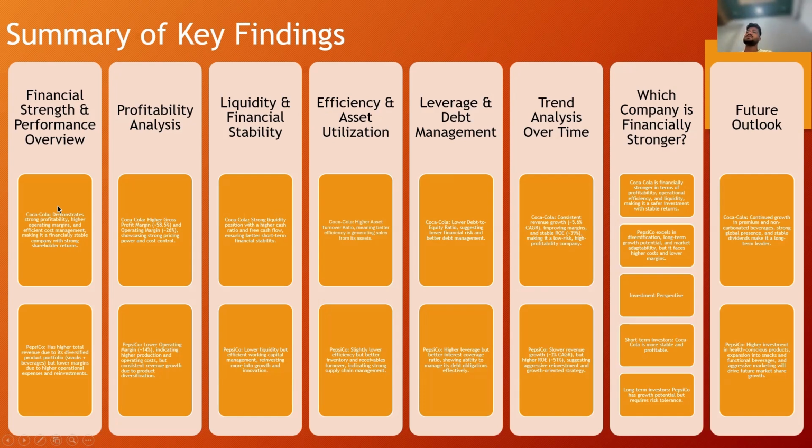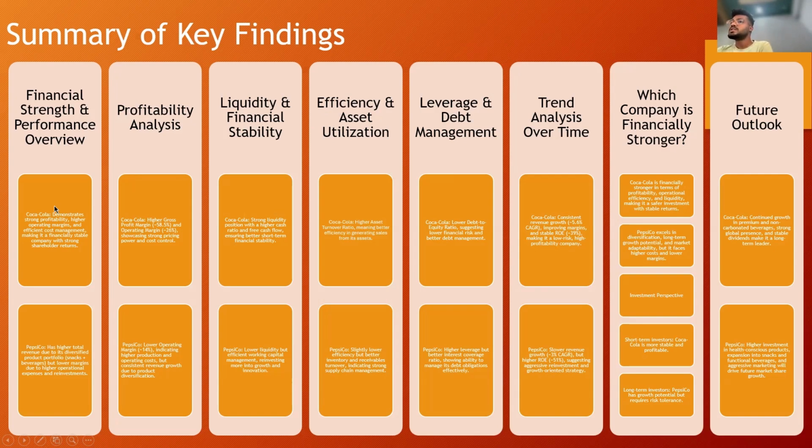Six, trend analysis over time. So for Coca-Cola, consistent revenue growth with a 5.6% CAGR, improving margins, and a stable ROE of 39%, making it a low risk, high profitability company. Whereas for PepsiCo, slower revenue growth with a 3% CAGR, but higher ROE of 51%, suggesting aggressive reinvestment and growth-oriented strategy. So the final verdict: which company is financially stronger?